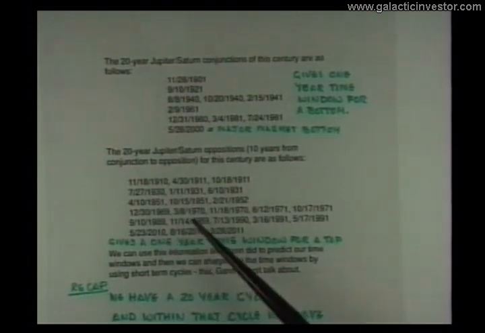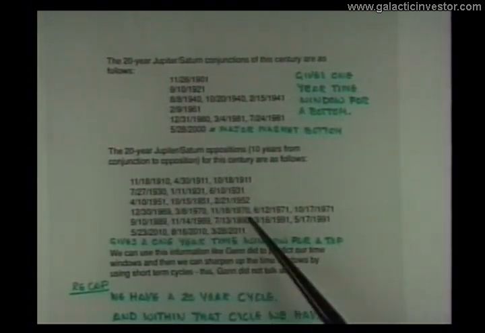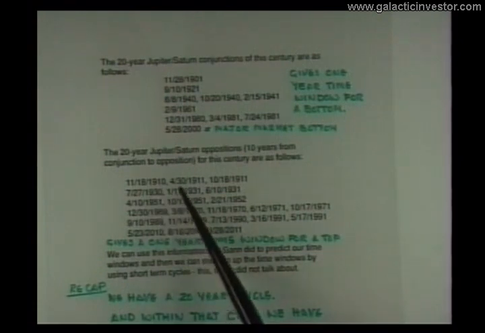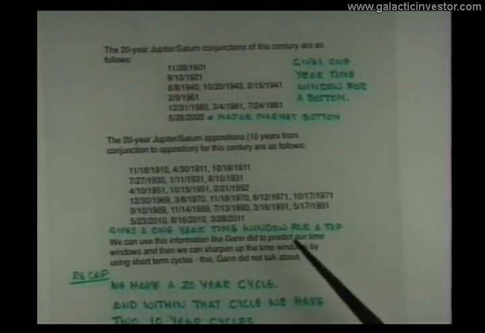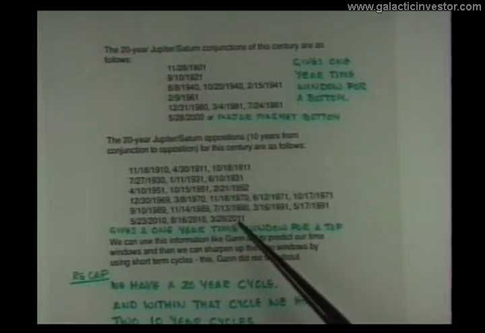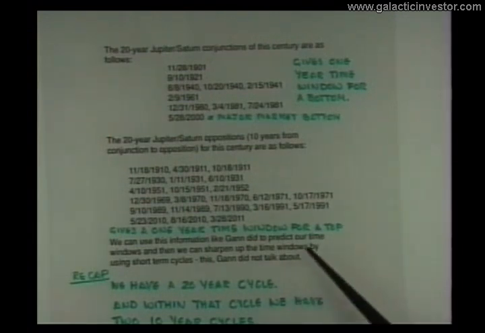I won't go through them because the reason we have 3 or 4 dates on each one, all within a year time frame, is that Jupiter goes retrograde. The retrograde Jupiter goes back and forth over Saturn, and it causes an opposition several times during that period. So we have a time window for a top. We can use this information, just like W.D. Gann did for us, to predict out into the future.